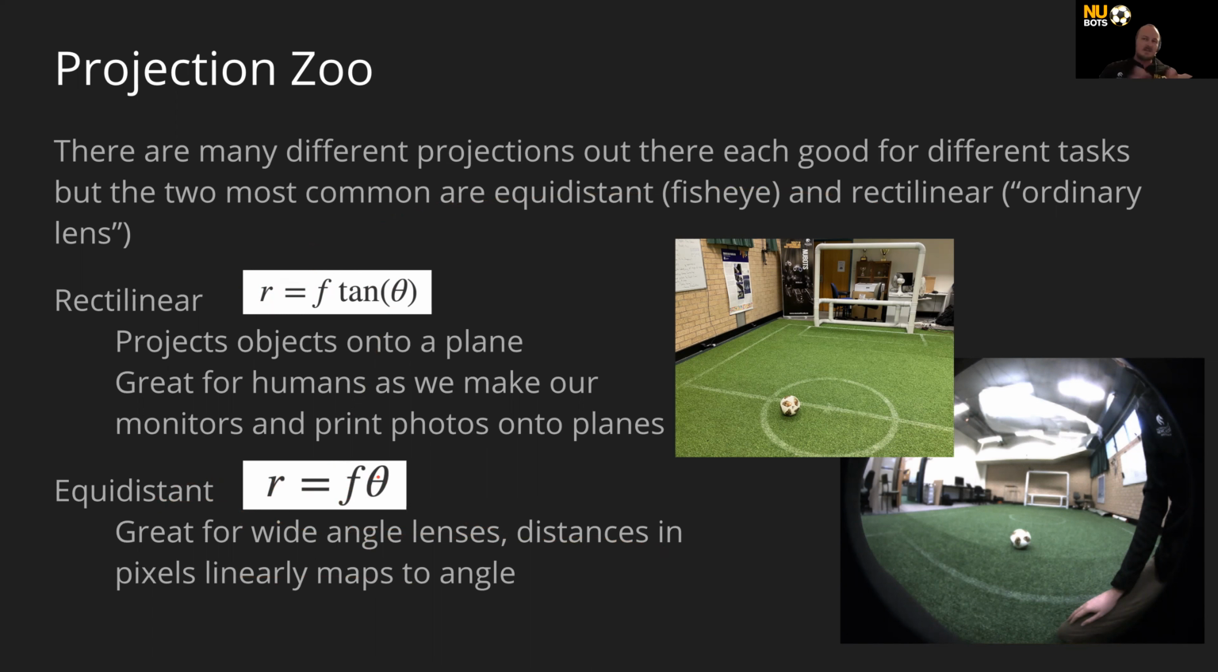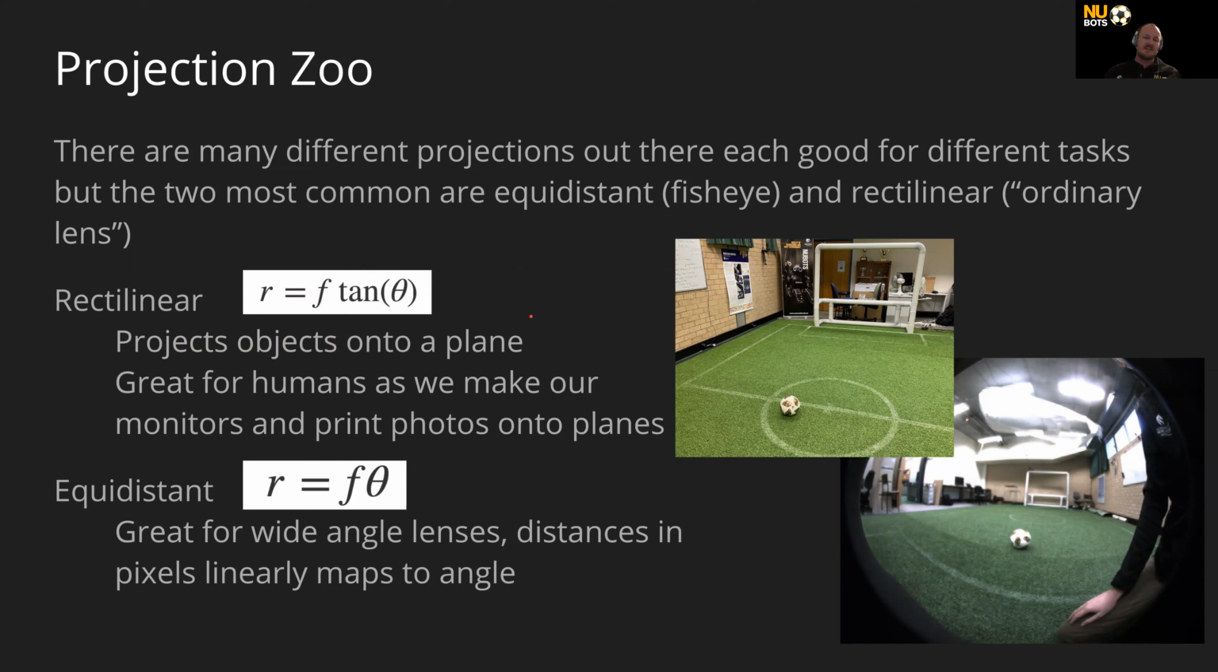Equidistant is great for wide-angle lenses because distance in pixels, so r, maps linearly to angle. So if you go out 10 pixels, you go out some particular angle. If you go out 20 pixels, you've moved double that angle. While rectilinear ends up mapping onto a plane. If you had a plane, then as that angle increased, the distance would increase as the tangent, because of the triangle. So we use rectilinear all the time because humans love planes.